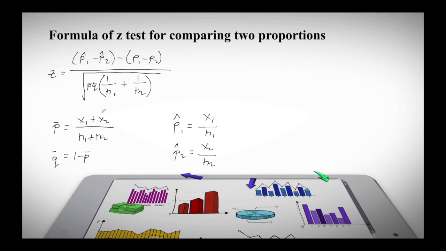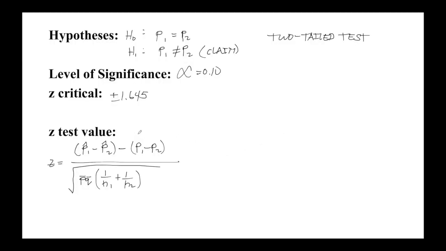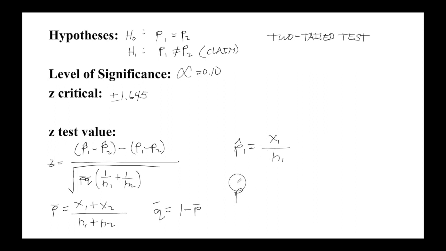Okay, so let's write then these formulas. Sige, so let's start. Again, p bar equals x sub 1 plus x sub 2 over n sub 1 plus n sub 2. And q bar will be 1 minus p bar. For the p hat sub 1, we have x sub 1 over n sub 1. For the p hat sub 2, we have x sub 2 over n sub 2. So, let's solve first for the value of p bar.